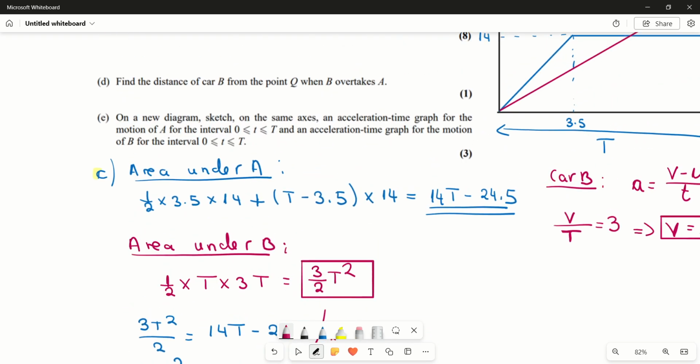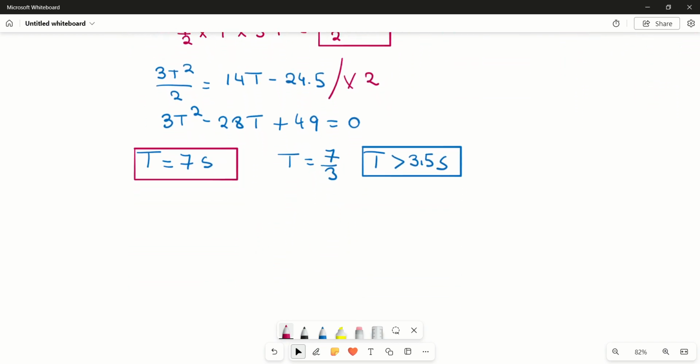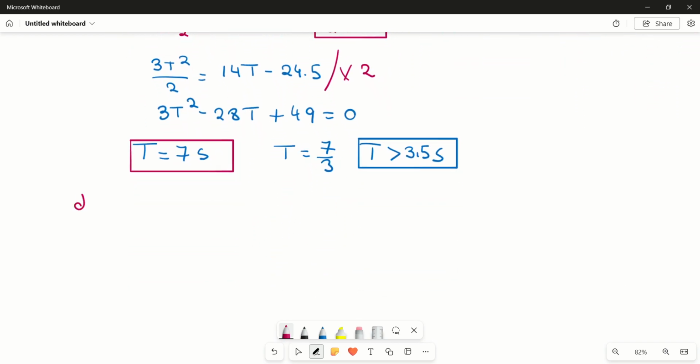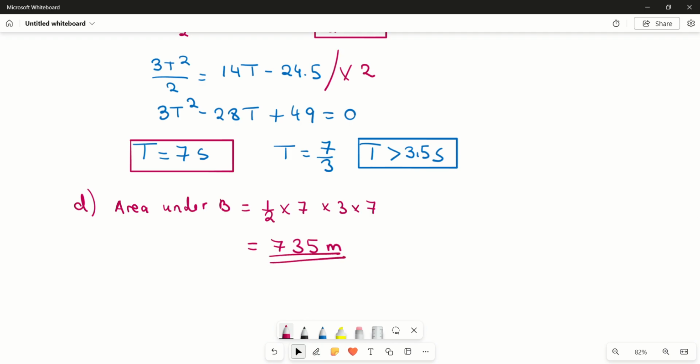For part D, can we find the distance of car B from the point Q when B overtakes A? If I would like to find the distance for part D, I'm going to work out the area under graph A or B, the area under B, which must be a half times 7 times 3 times 7, which is going to give us 73.5 meters. Okay, I think this is where you had a difficulty. Thank you.